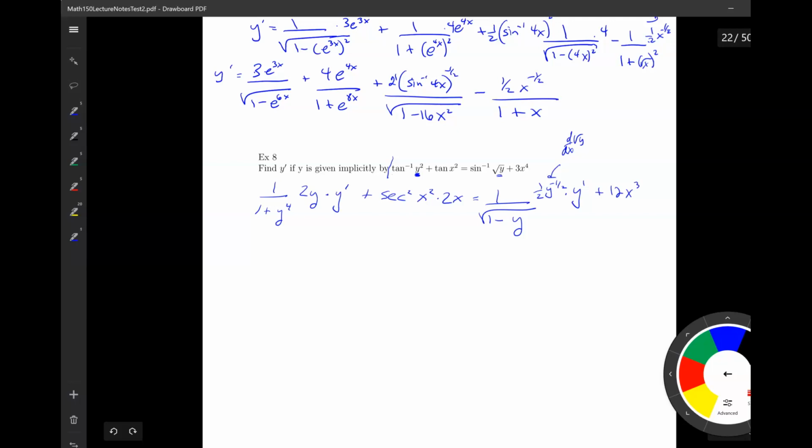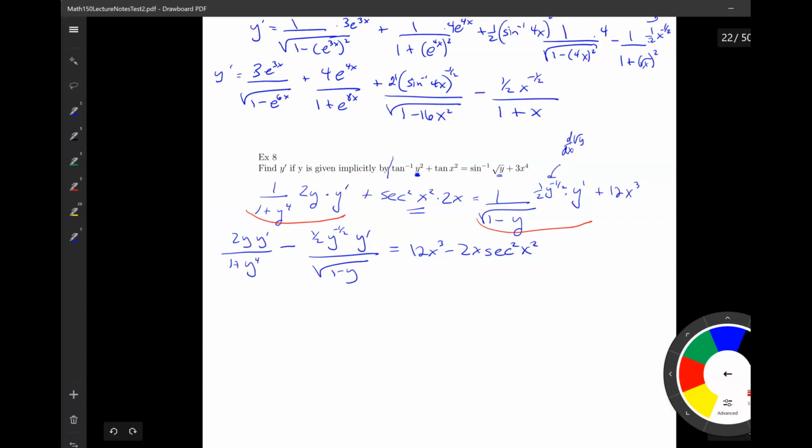And then moving to the last term, I get plus 12x cubed. Phew, okay, so let's identify the y prime terms. So this is 1 and this is 1. So let's move them all to this side. So I'll get 2y, y prime. Moving this over, so I'll have minus 1/2 y to the negative half, y prime. And then putting this on the other side, so I'll have 12x cubed minus 2x secant squared, x squared.